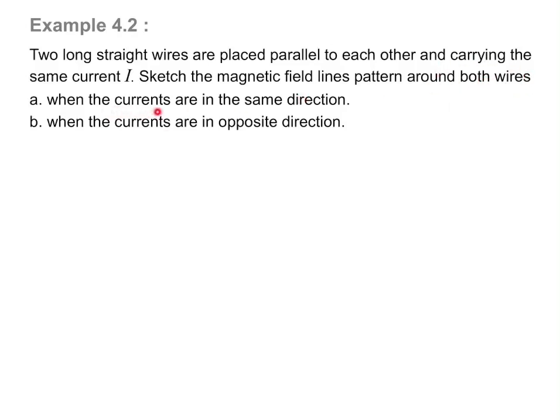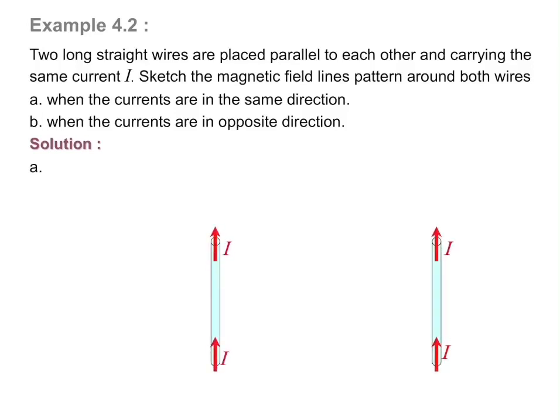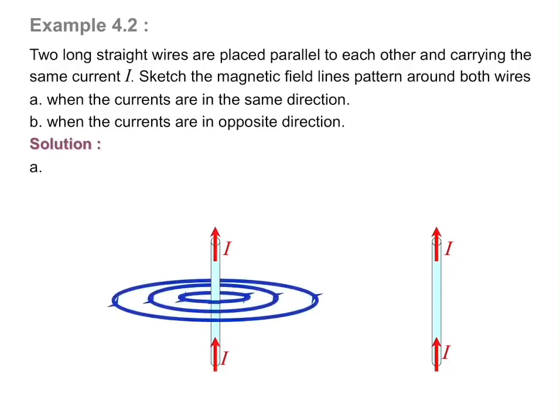So for A, when the currents in both wires are in the same direction, and then B, when the currents are in the opposite direction. Okay, you can start off by drawing two straight wires. The currents that are flowing through the wires are both in the same direction. Using the right hand grip rule, your thumb will be pointing in the direction of the current and you will get a magnetic field which is counterclockwise, which is drawn like this.